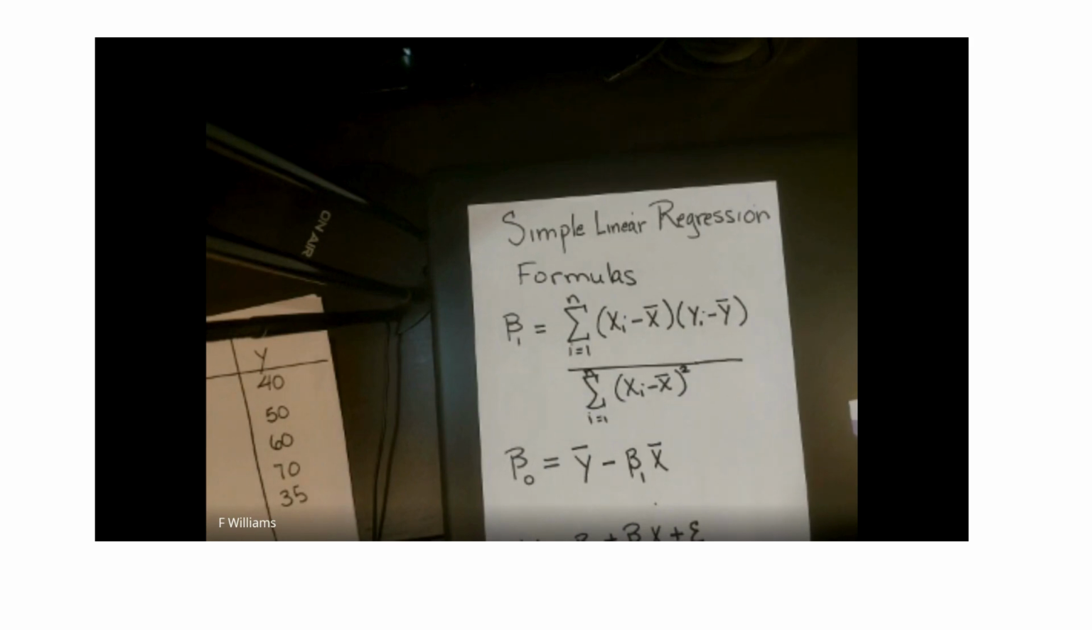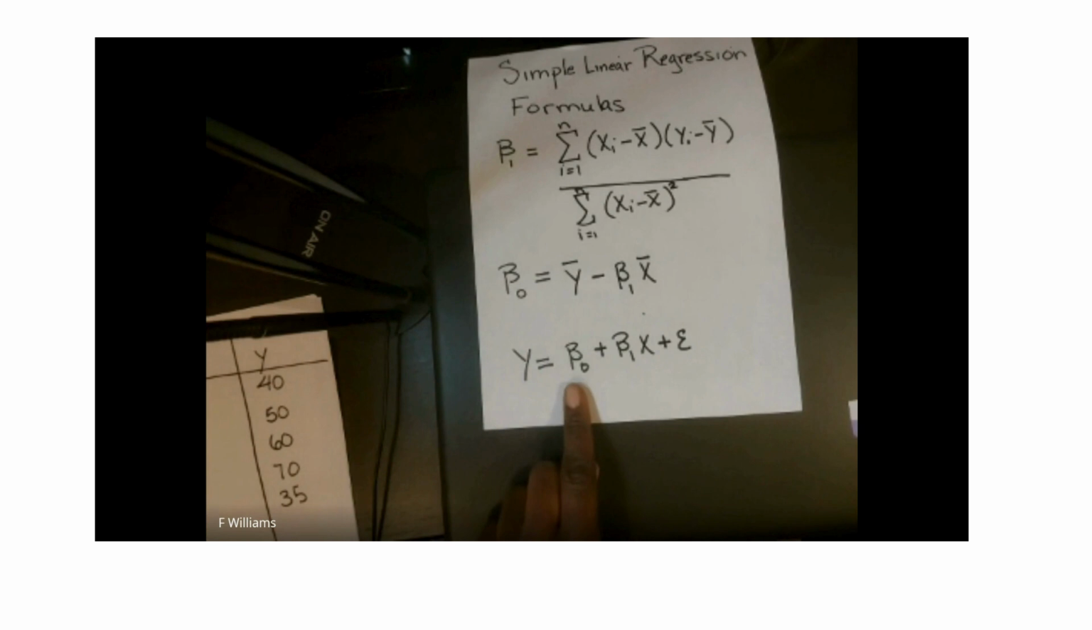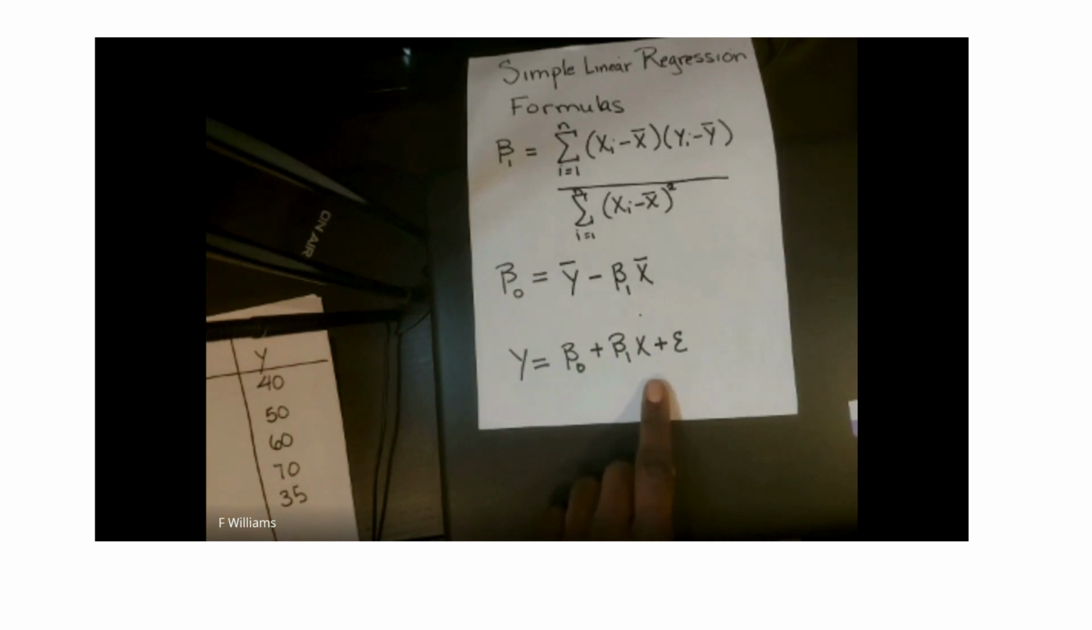Okay, welcome to this lesson on simple linear regression. This is a reminder of what the formula is for simple linear regression. It looks like this in the end. Y is equal to beta 0 plus beta 1 times x plus epsilon.